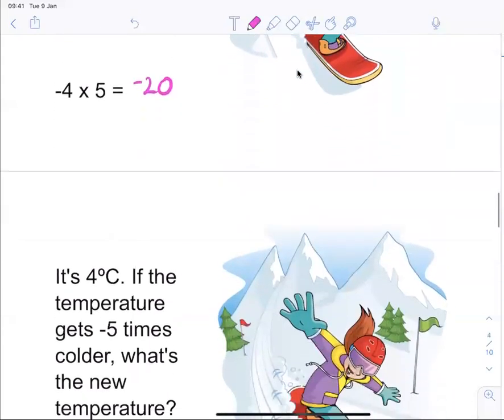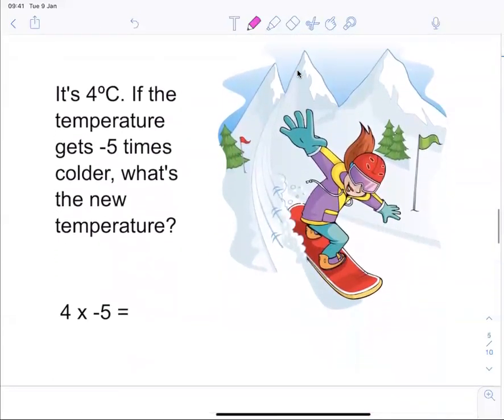And then we start to think about something a bit more complicated. What if it's 4 degrees and the temperature gets -5 times colder? Well, think about multiplication. Multiplication can be done in any order. So this is the same as thinking the temperature is -5 and it gets 4 times colder. Well, -5 times 4 or 4 times -5 will give you -20.